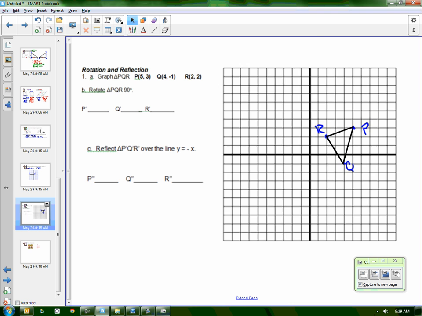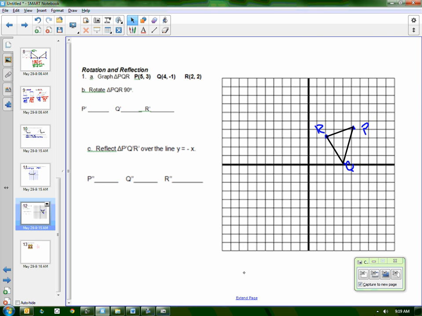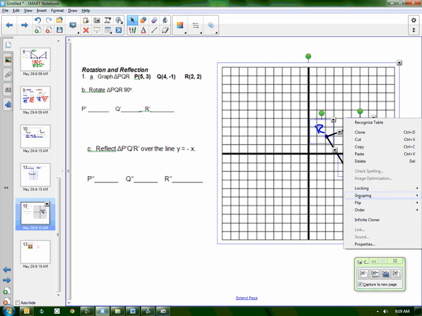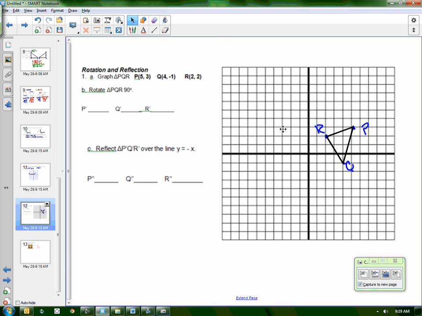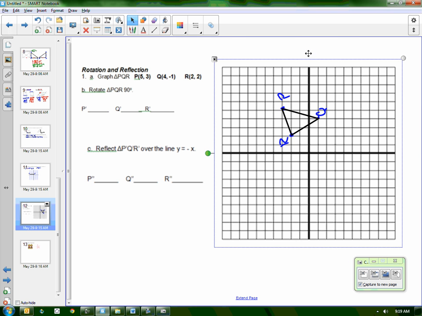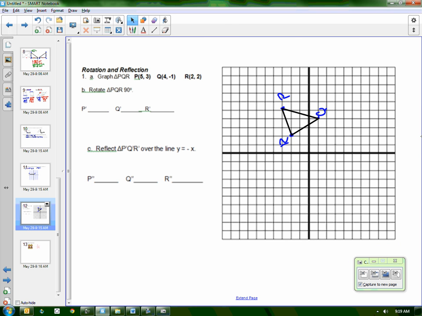So what I'm going to do is, 4, negative 1 is Q. I'm going to group them all together, and I'm going to now take this and rotate it. When it says 90 degrees, that means we want to rotate counterclockwise. So I'm going to go to the left counterclockwise, and I'm going to write down the coordinates of my new points. P prime would be at negative 3, positive 5. Q prime would be at 1, positive 4. And R prime would be at negative 2, 2.